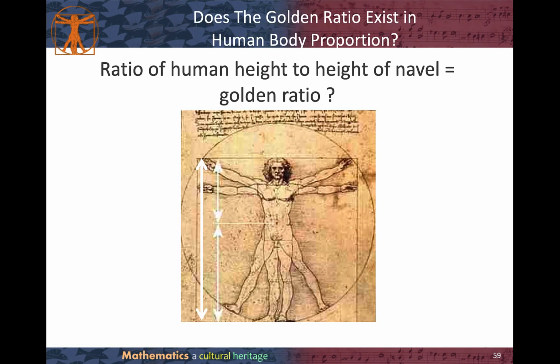So let's get back to our Vitruvian Man. There's some saying that if the ratio of the human height to the height of the navel is the golden ratio, then the human body looks good. Let's take a look at some real examples.